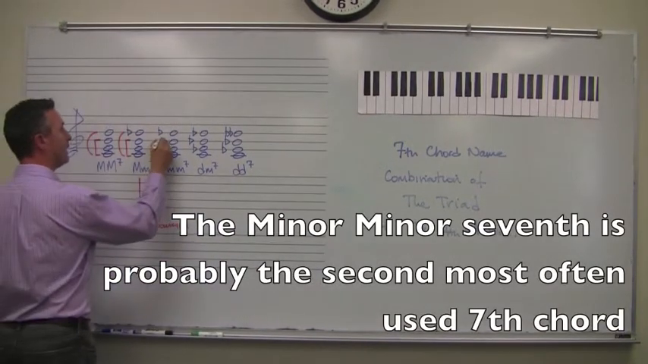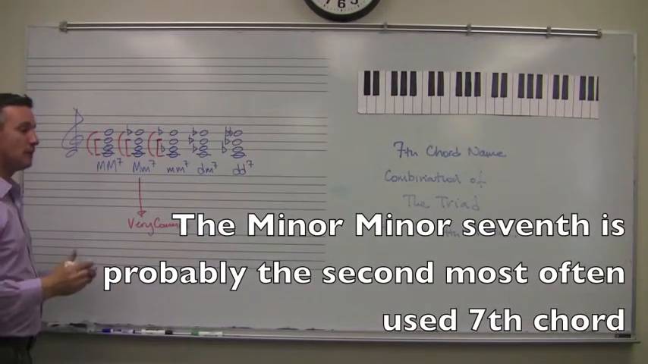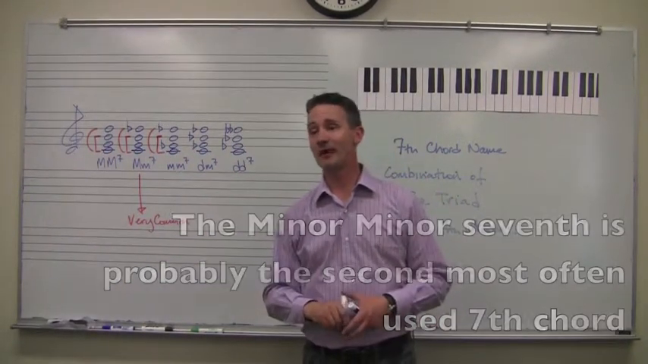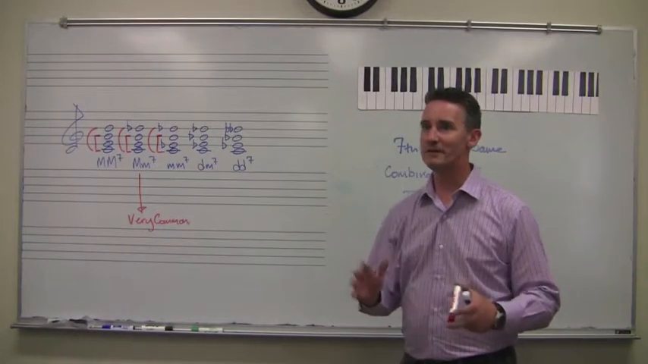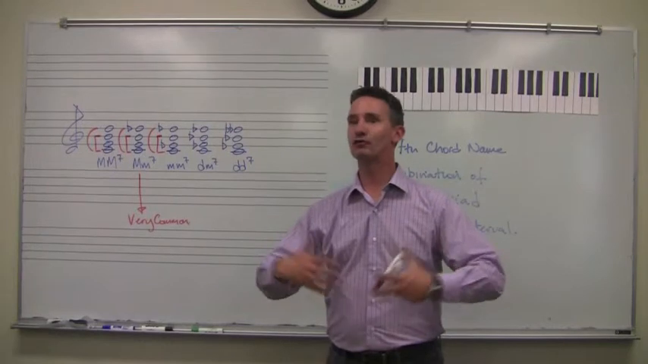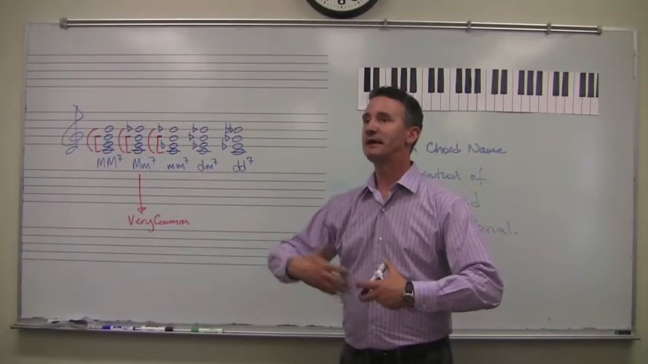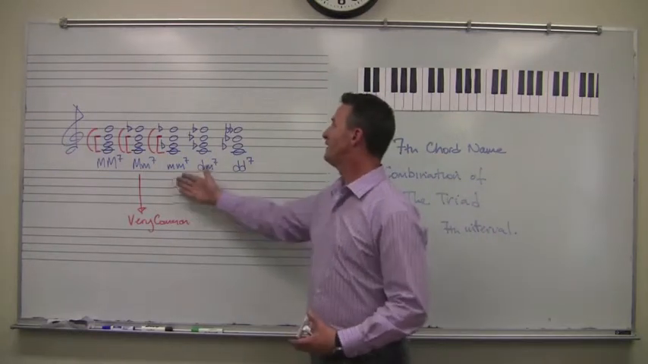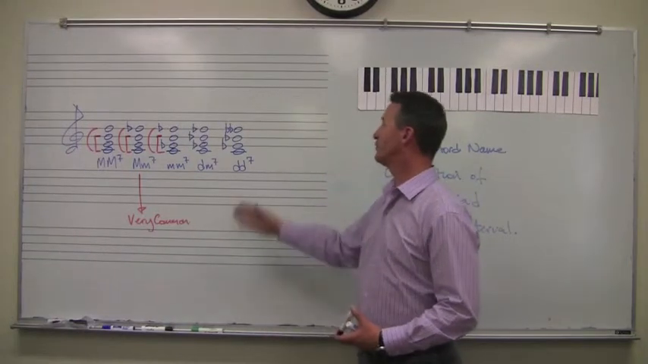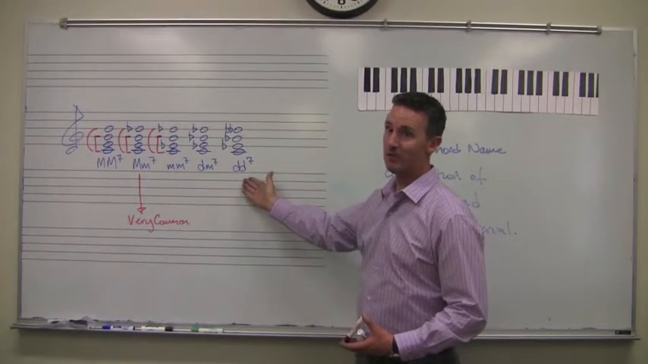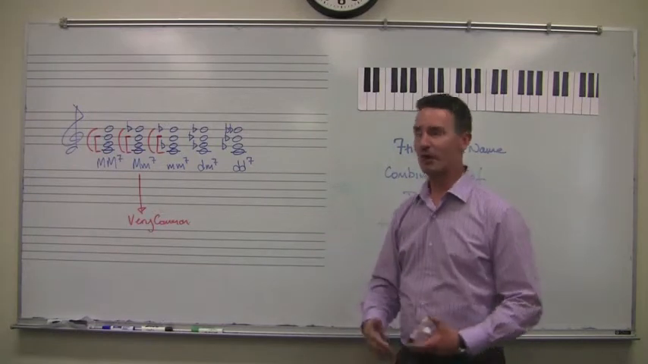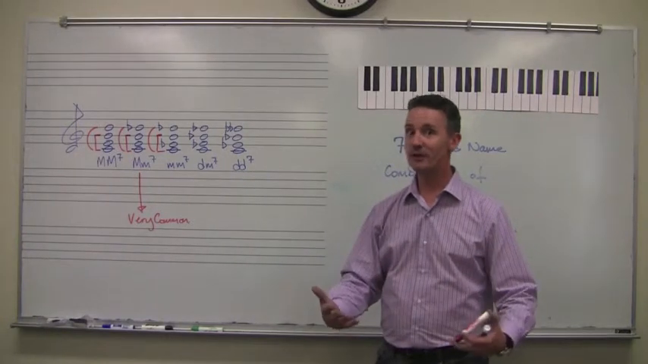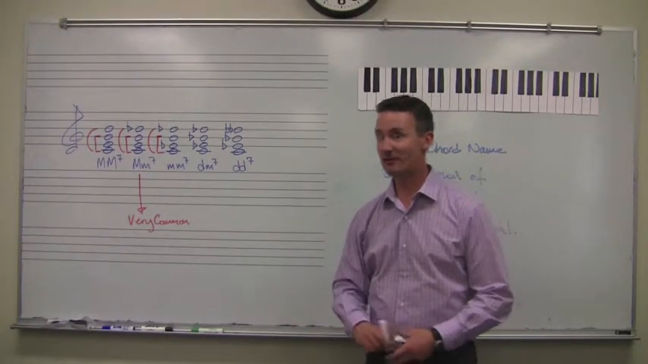The next one is minor, minor. And the minor, minor is probably the second most common 7th chord that you would encounter. It depends on how much music you're looking at, if you're just looking at rock and pop music, or if you're also looking at classical music, and depending on how far back you're going into classical music, you could argue that this is the second most popular one, or you could argue that later on, this one we're going to look at in a moment, is the second most popular one. My point being, this is a fairly commonly encountered type of 7th chord.